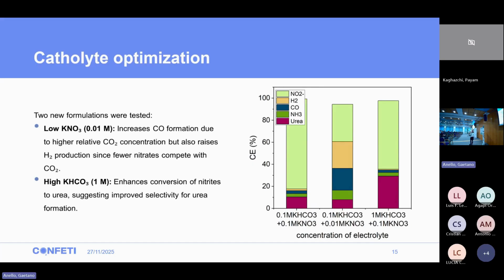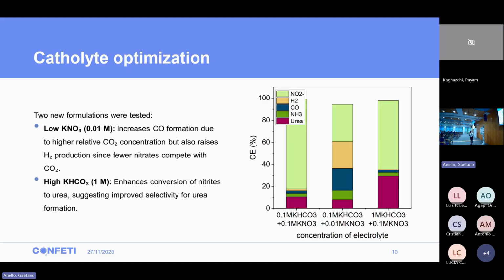Moving on to the catalyst optimization, we tried two new formulations for the electrolyte. In the first one, we tried to lower the concentration of potassium nitrate because nitrite was a major product in most of our experiments. When we lowered the concentration, we noticed in the second graph that mostly hydrogen was being formed. That can be linked to the fact that potassium nitrate might be limiting the hydrogen formation, but when we lowered it, hydrogen was mainly produced.